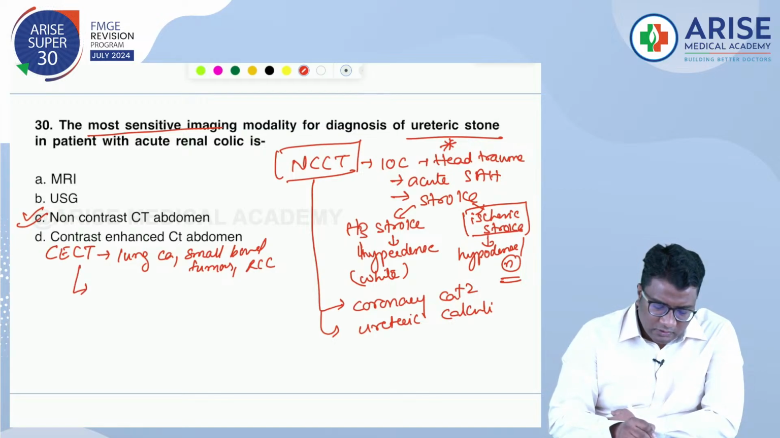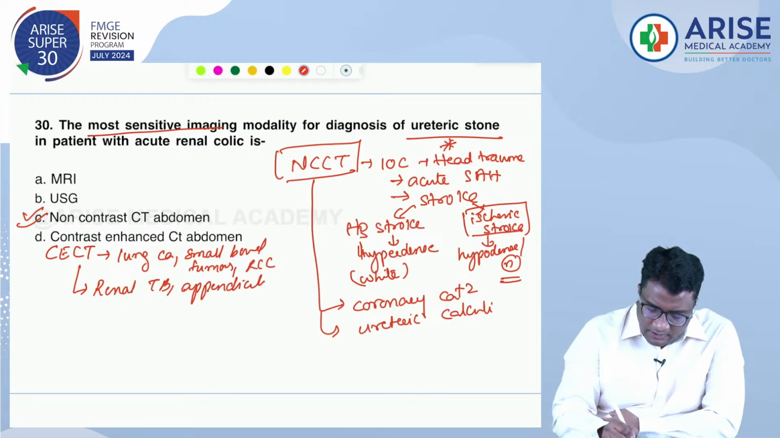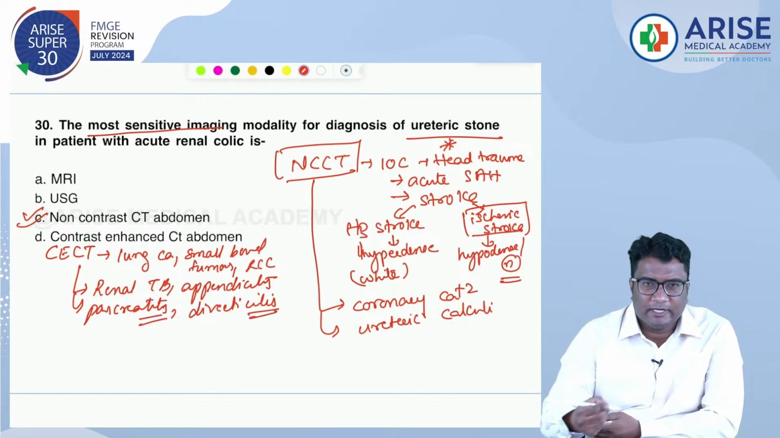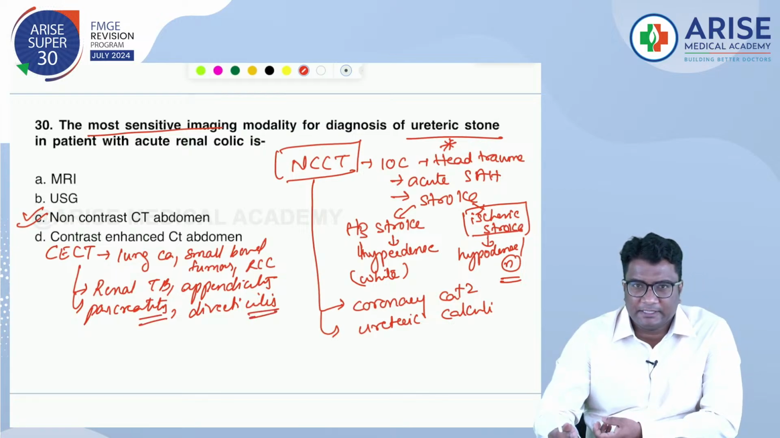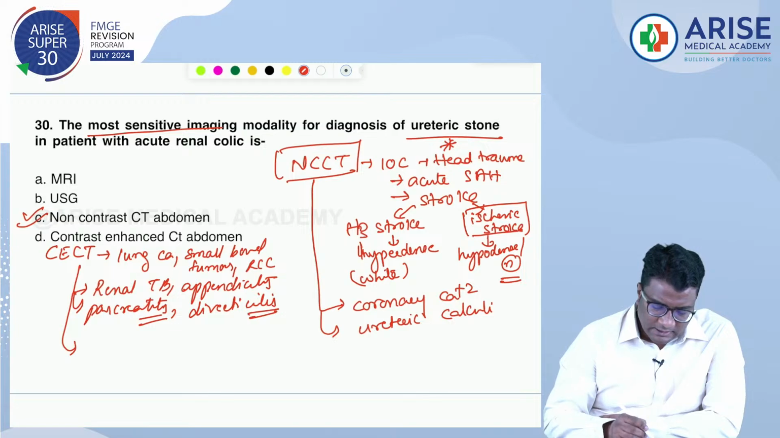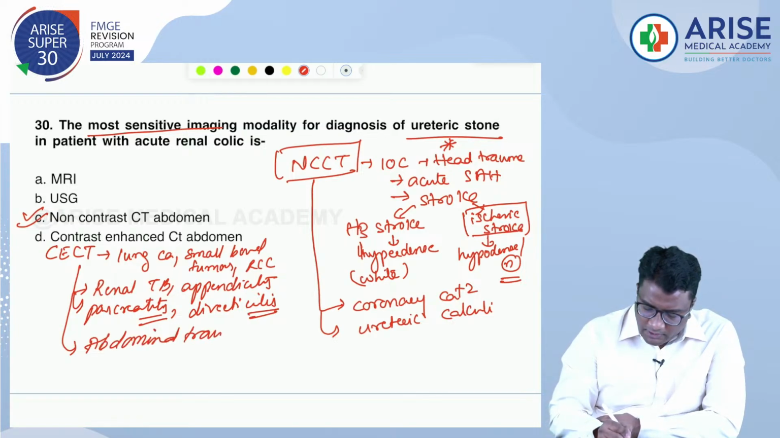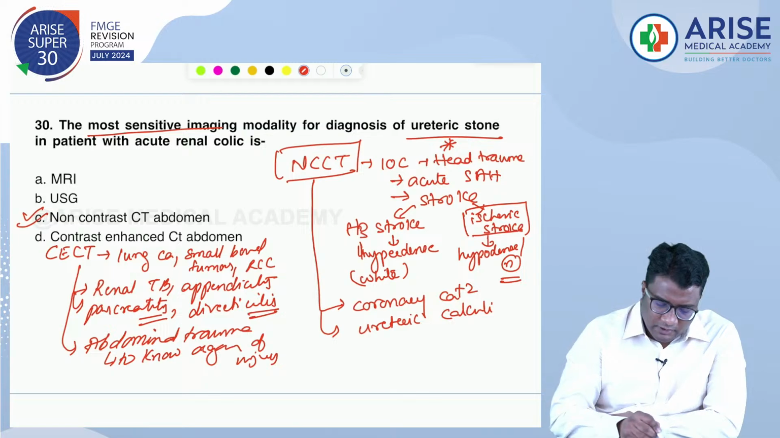Contrast enhanced CT scan is also used for infective conditions like renal tuberculosis, right? Appendicitis, inflammatory conditions like pancreatitis, diverticulitis, all these itis, where you have vasodilation, you'll have a lot of contrast coming into these areas. And also remember, CECT is the investigation used in abdominal trauma to know the organ of injury. For this, we need to go for contrast.